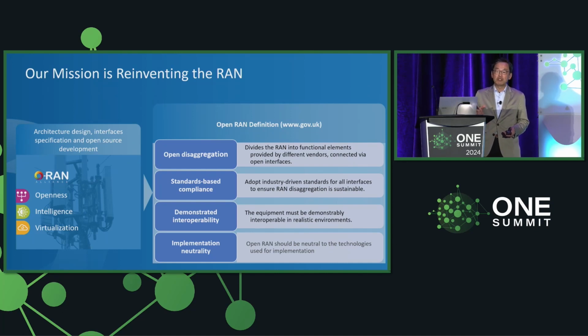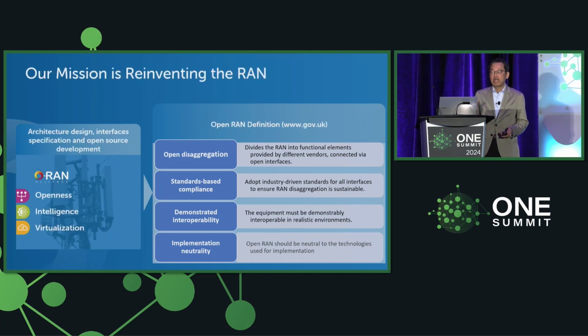Third one, demonstrated interoperability. This is also critical. Beyond theoretical compatibility, Open RAN emphasizes practical, empirical validation of interoperability between the components. This principle necessitates rigorous testing in real-world scenarios to ensure that various elements of the RAN system can operate cohesively in the dynamic network environment.